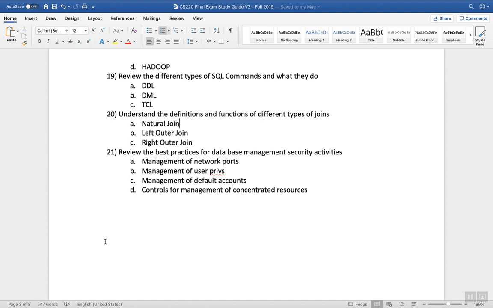And then we talked about, and I think there's a slide out there, the controls management of concentrated resources. So those are some of the best practices for how you should approach dealing with things like databases, which really are examples of what a concentrated resource will be. All right, and that's about it.